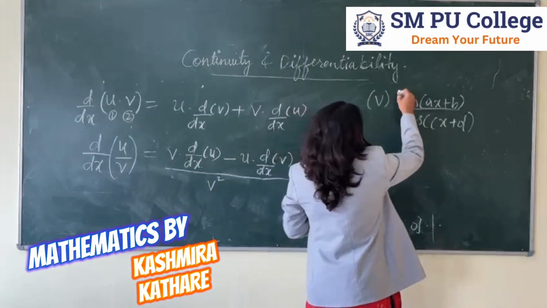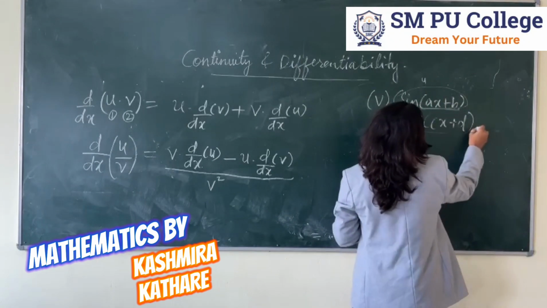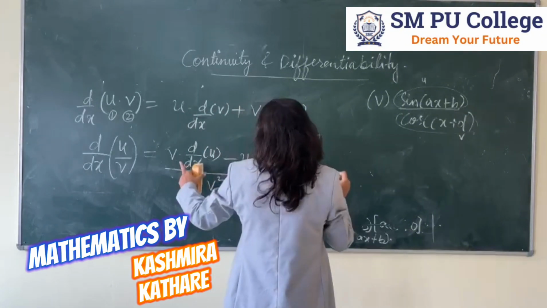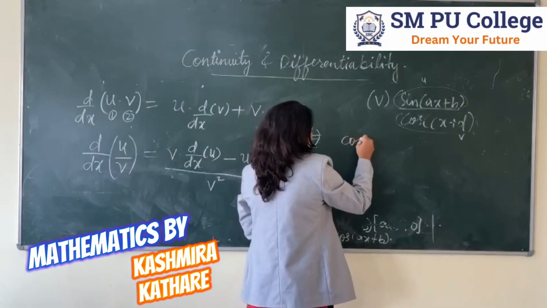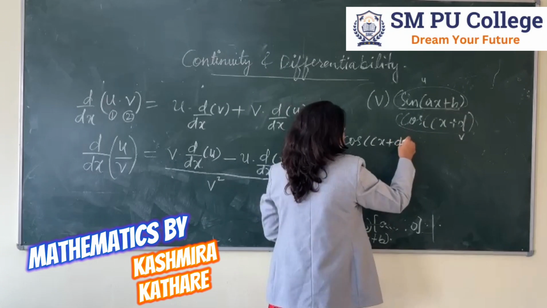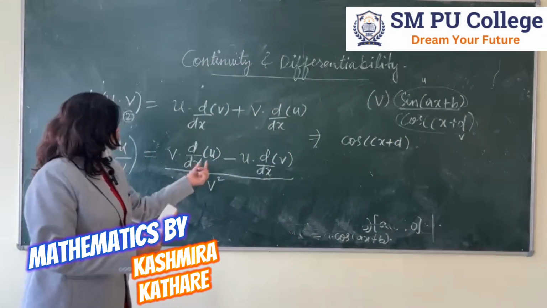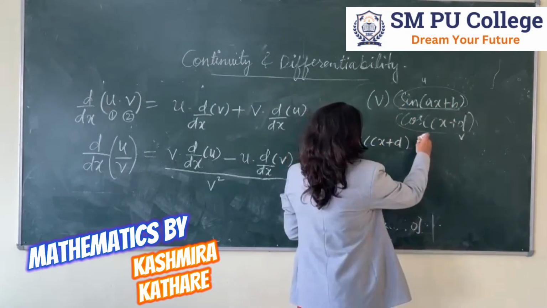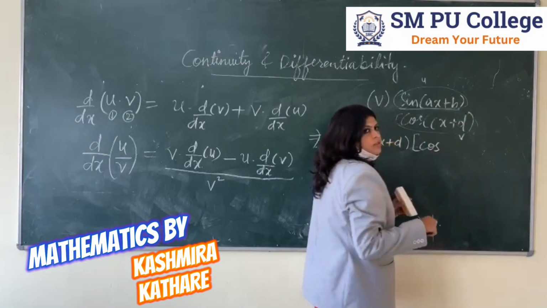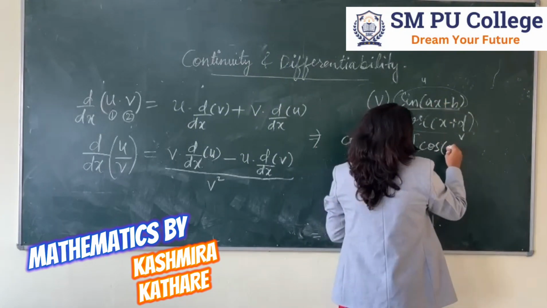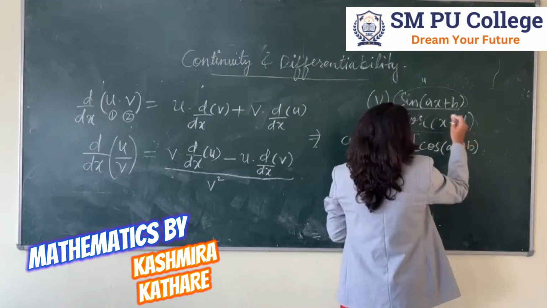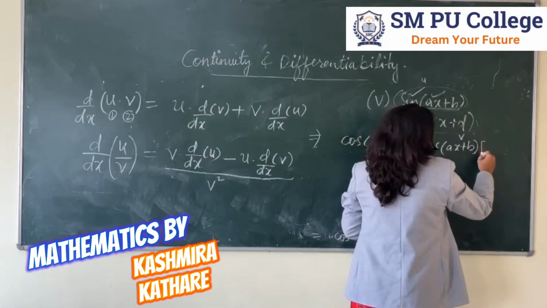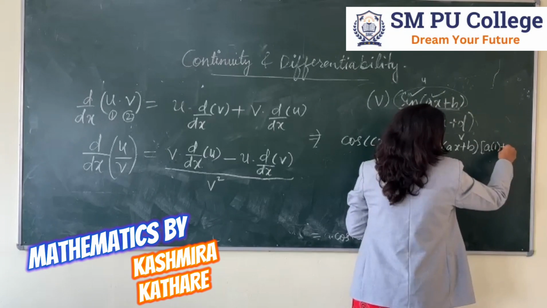You have to consider this as u and this as v. So we will substitute: v as it is, v in the sense cos cx plus d as it is. Differentiate u. What is u? U is sin ax plus b. What is the differentiation of sin? Cos. What is the cos angle? Ax plus b. Now done with the differentiation of sin. Ax: what is ax? A is constant as it is. X is 1. B is 0.